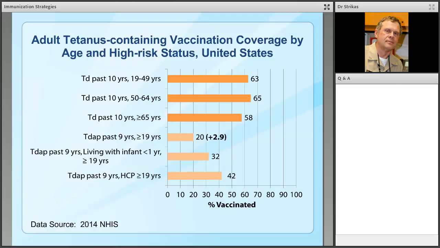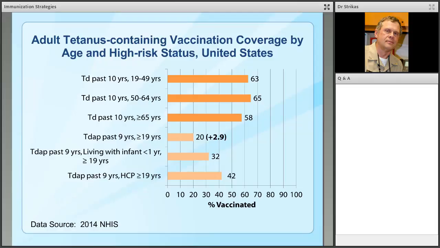Moving to tetanus vaccination, the proportion of adults who received a tetanus vaccination during the past 10 years was 62.6% for those aged 19 to 49 years, 64.7% for those aged 50 to 64 years, and 57.7% for those aged 65 years and older. Overall, tetanus coverage really has not increased since 2013.